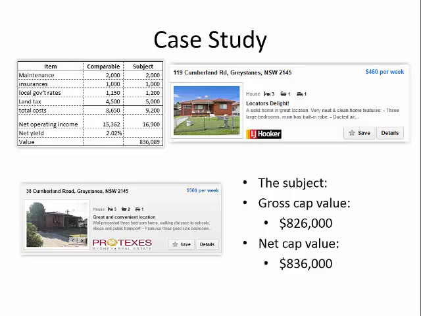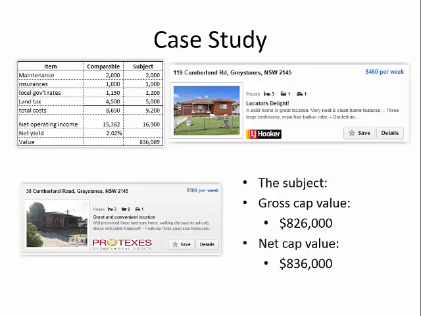The long and short of it is that by the time you apply that new net yield of a little bit over 2% to the net operating income, which is the net rent after you've taken away the costs on our subject property, and capitalise that, you end up with a net capitalised value of $836,000.